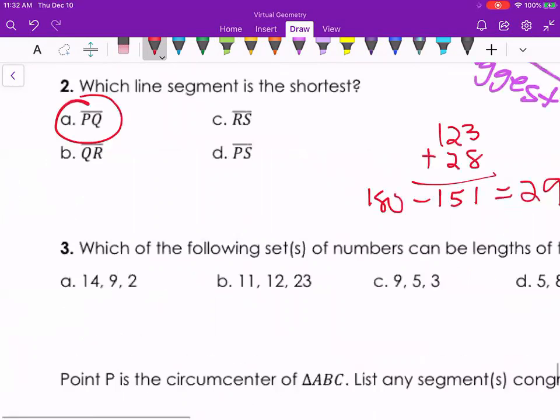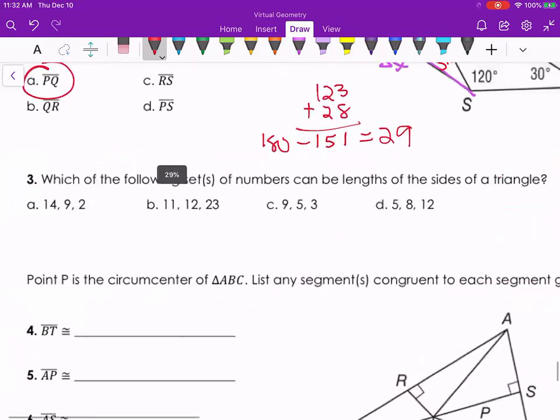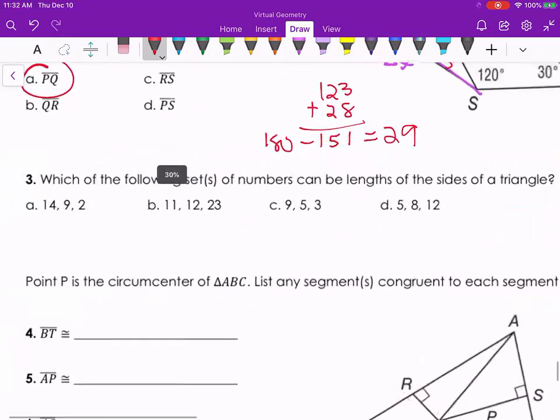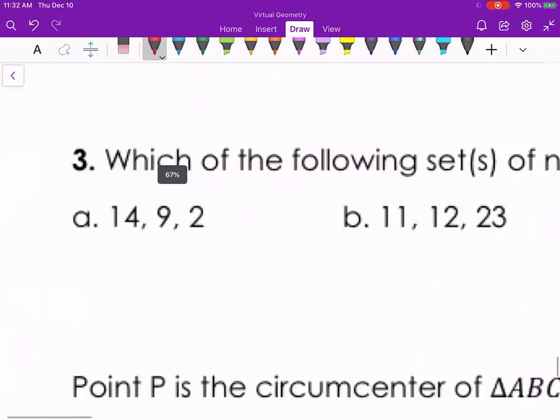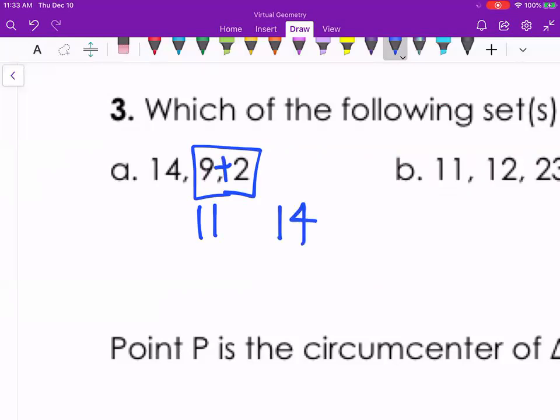All right, now let's test out what makes a triangle or not. And again, we need to add up the smaller 2 numbers. They have to be bigger than the third number, the leftover, in order to make a triangle. All right, so I have 14, 9, and 2. 9 and 2 are my smaller numbers. Add them together, they are 11. If I compare 11 to 14, 11 is smaller, no triangle.